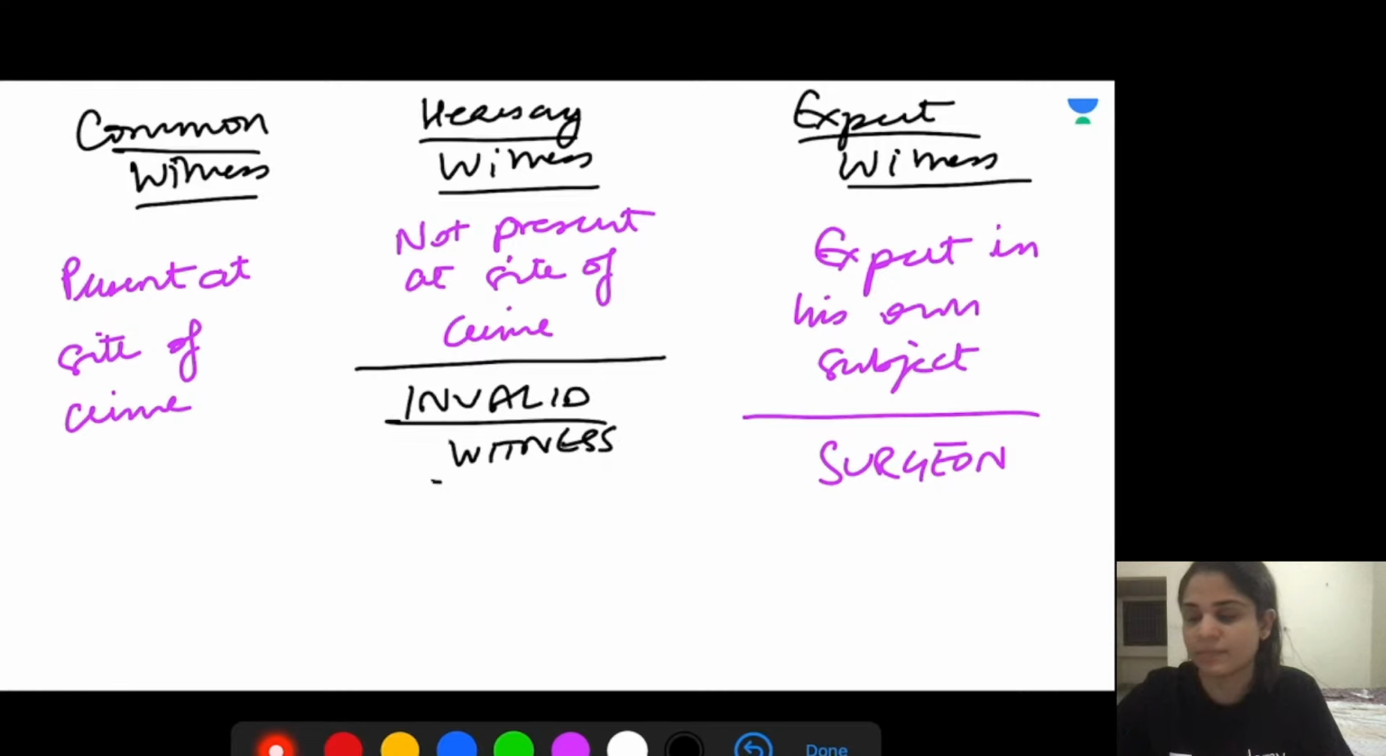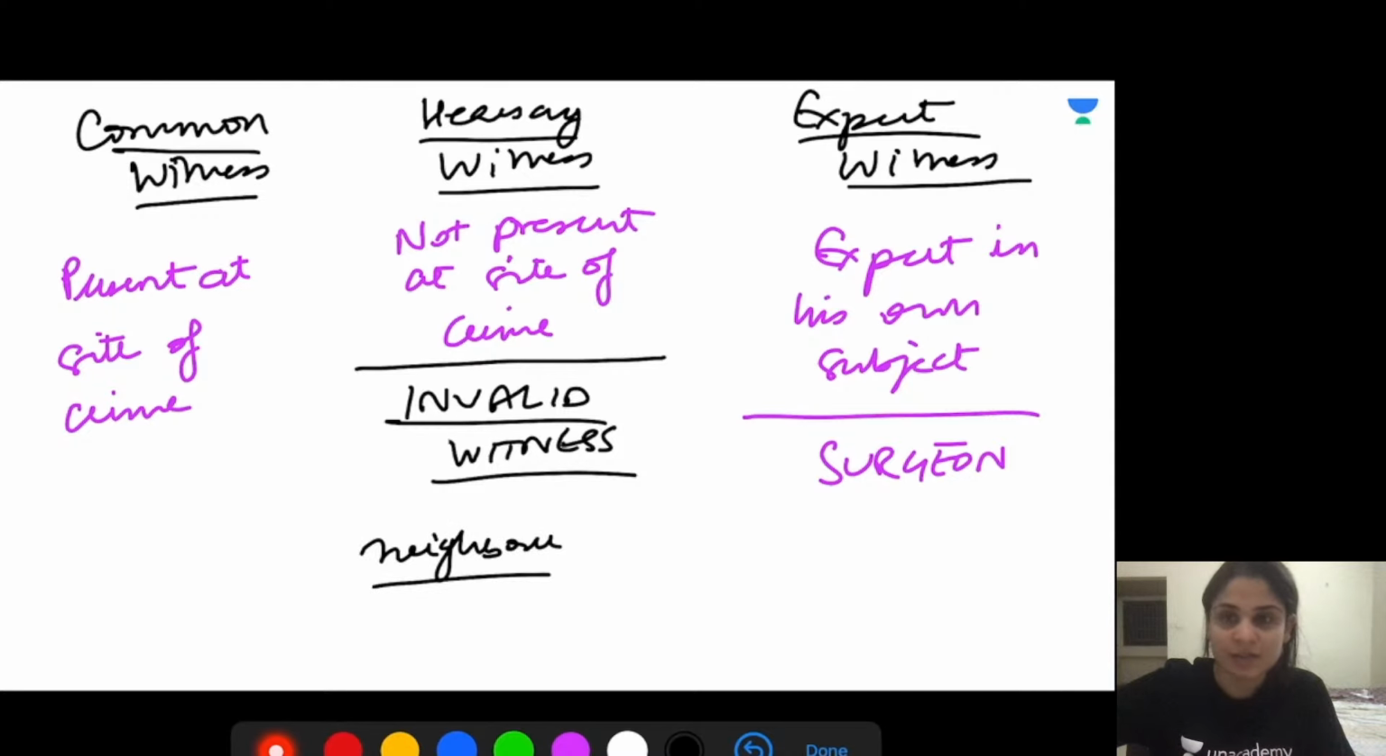Why? Basically, take the example of a neighbor as a hearsay witness. The neighbor says that I heard that the husband and the wife were fighting with each other and then the husband set the wife on fire. So she has heard about it, she has not seen it with her own eyes, so she is not a common witness, she is a hearsay witness. So a hearsay witness is an invalid witness.